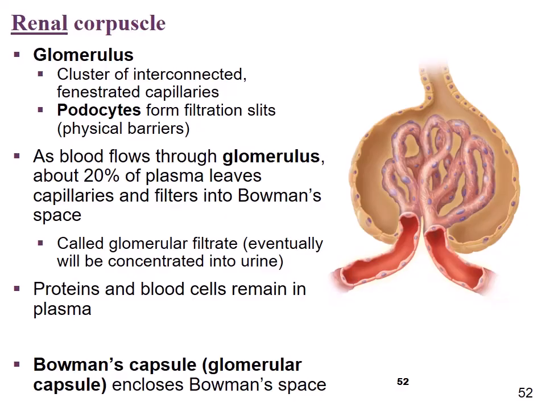Typically proteins and blood cells are going to remain in the plasma, although sometimes they can make it through, and sometimes that can be a warning of other issues or damage to the kidney. Sometimes it's not, though. It just sort of depends. And again, the Bowman's capsule, or glomerular capsule here, encloses the Bowman's space.